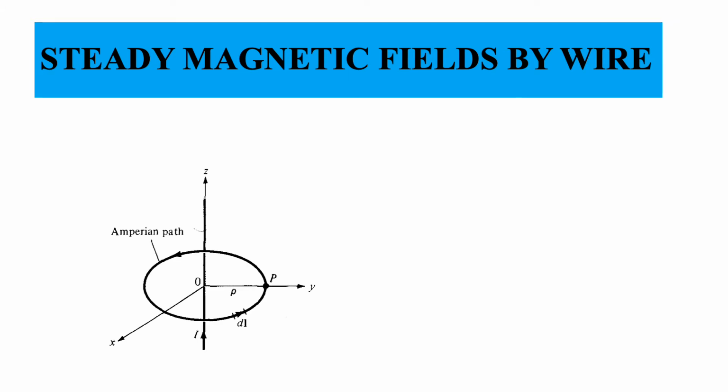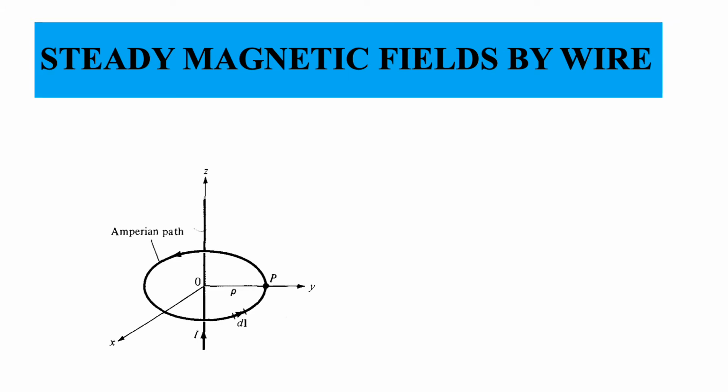Hello everyone. So in the last lecture we studied Ampere's law. In this lecture we will see how to find the magnetic field using Ampere's law for different scenarios. So let us assume that we have a wire which is carrying a current I.